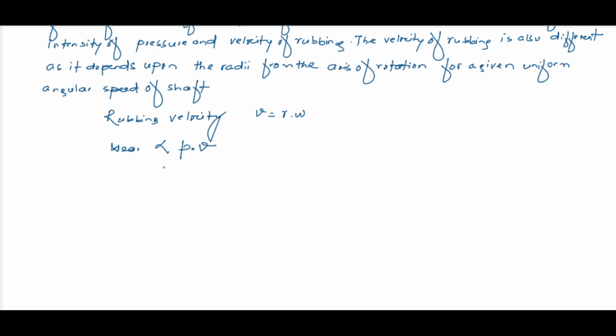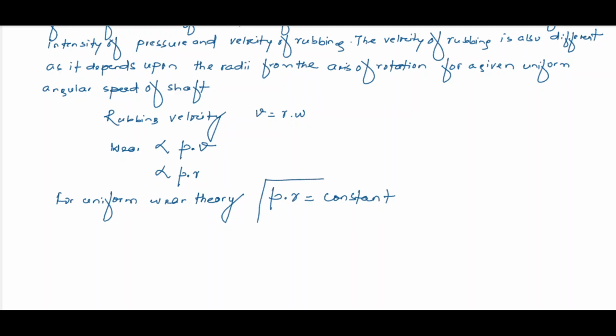So we can say it is also proportional to the product of P into R. So for uniform wear theory, we can say P dot R should be constant. Okay. P is the intensity of pressure acting at the contact surface. R is the radius of rotation from the shaft axis.